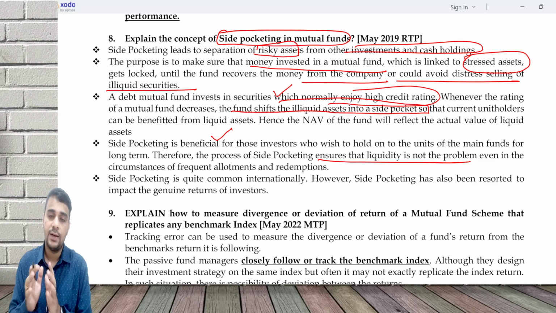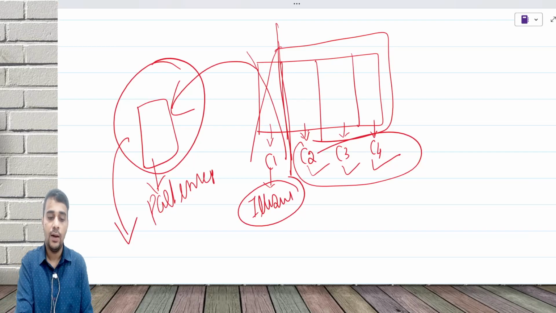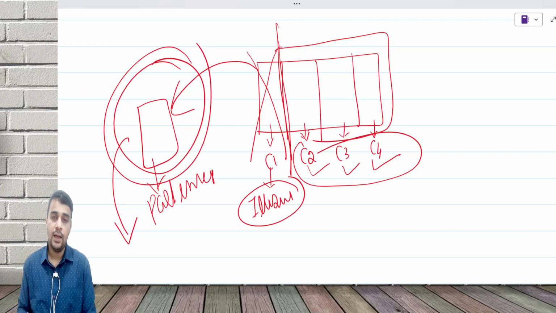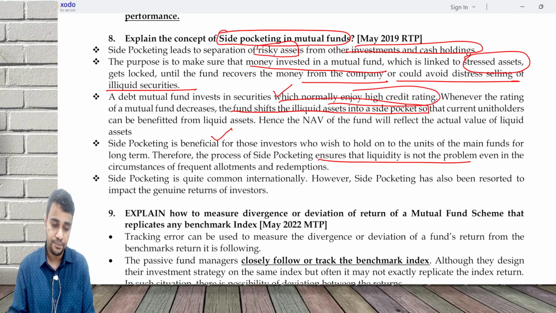The objective is to protect the liquid assets and move the illiquid assets into a side pocket or into another fund, where the existing investors will continue to be the investors. If money is recovered, it will be paid. If not recovered, they will have a loss.